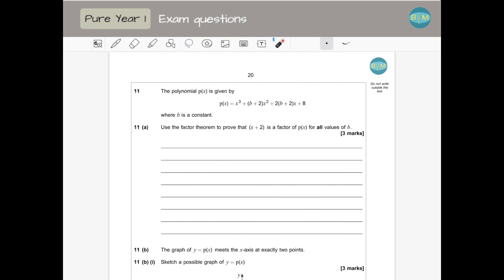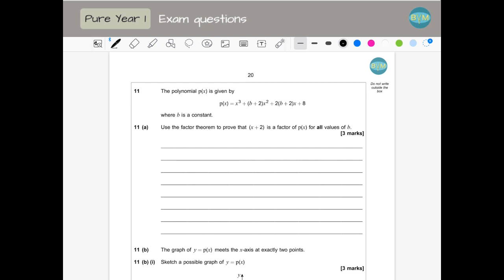Hello, this is question 11 on your paper 1 from AQA in June 2022. So you have a polynomial given by this expression here, and b is a constant, so this b here and here. Use the factor theorem to prove that x plus 2 is a factor for all values of b. So this is quite simple.